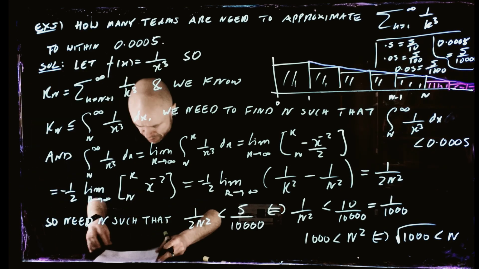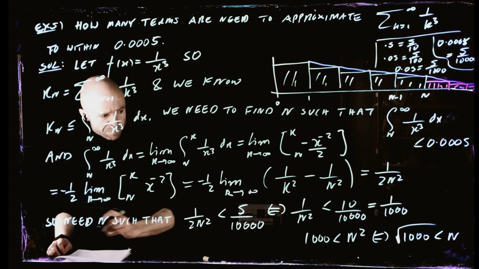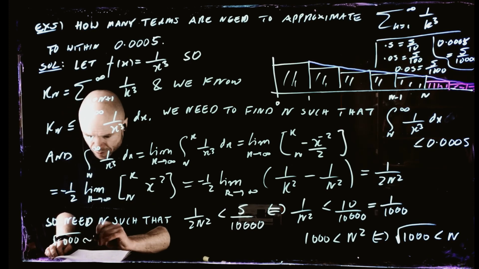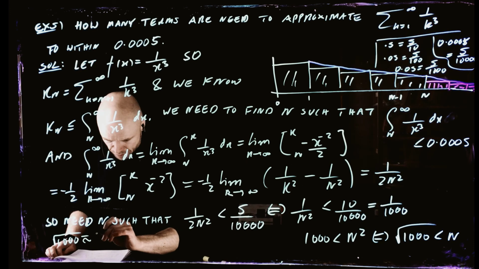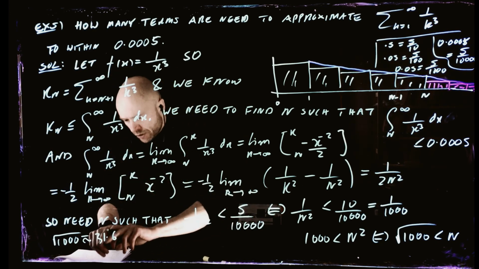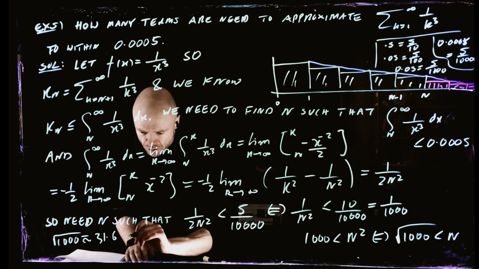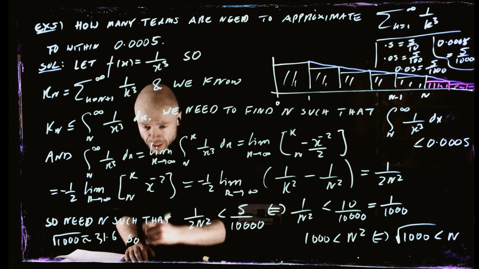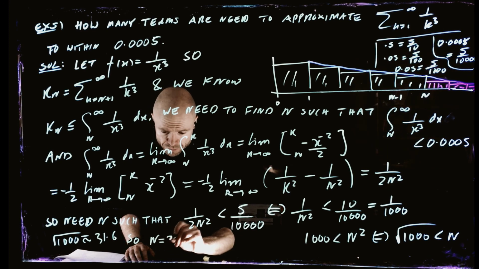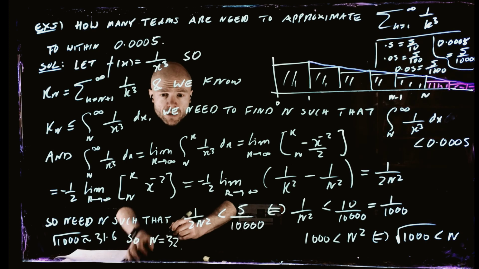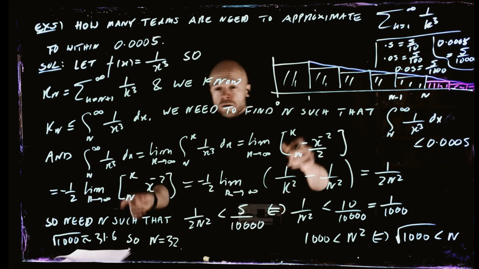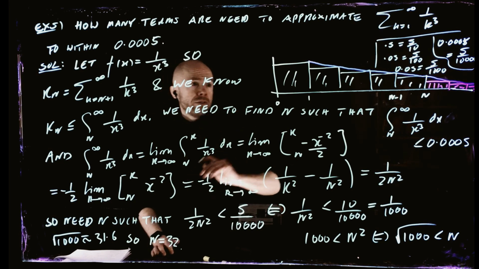So the square root of 1,000, up to the first decimal place, is 31.6. So the smallest integer that is bigger than 31.6 is 32. So now we know that we just need to sum the first 32 terms in order to get an answer to within 0.0005. So let me put it over here.